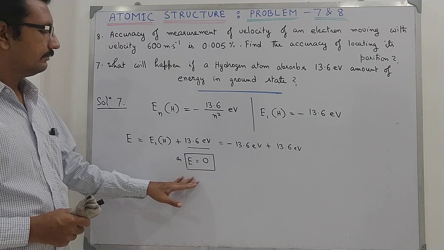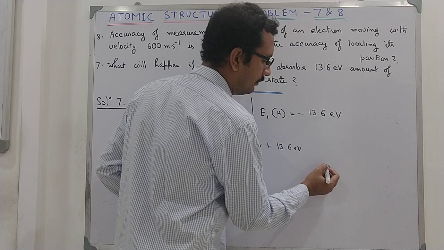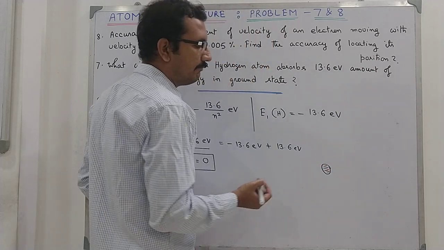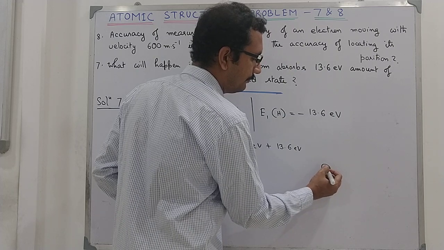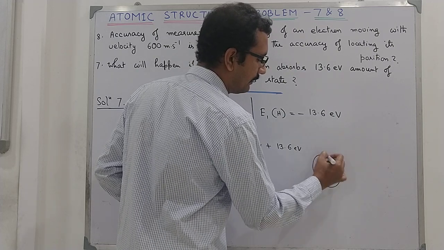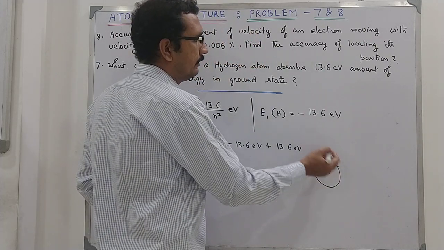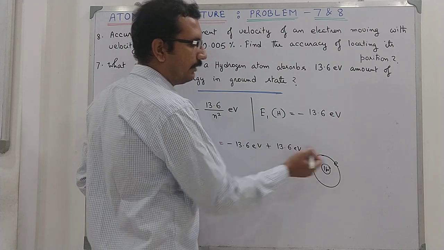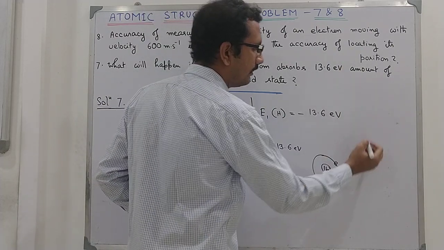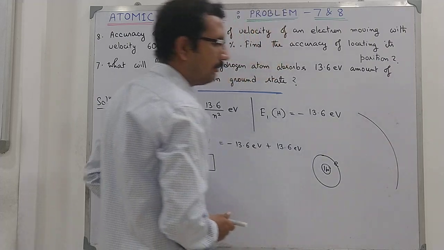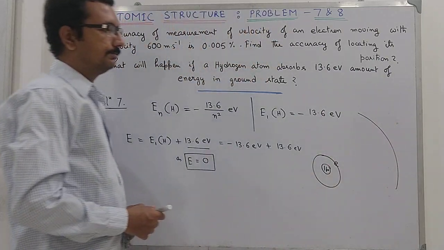So what does this imply? This will imply that in the hydrogen atom, this is the nucleus where we have only one proton, and this is the first Bohr orbit where the electron is revolving, and here the energy is minus 13.6 electron volt. Now after absorption of this amount of energy, its energy will be 0, that is, it will leave the atom.